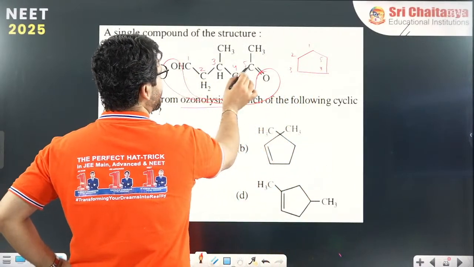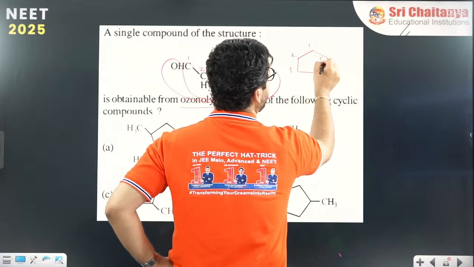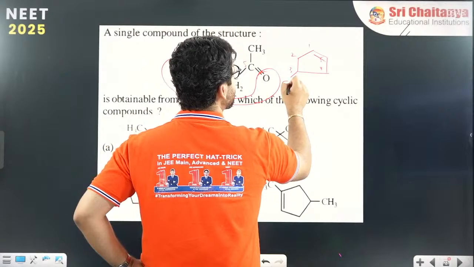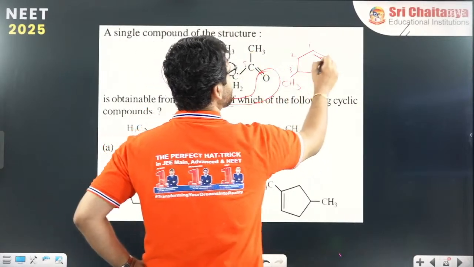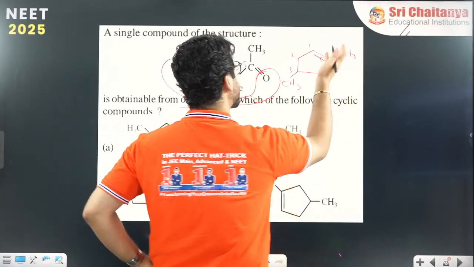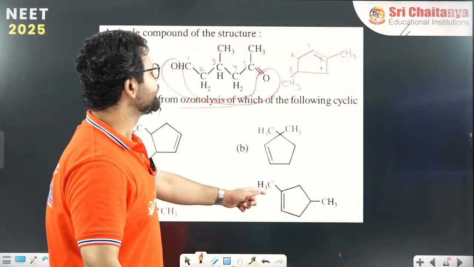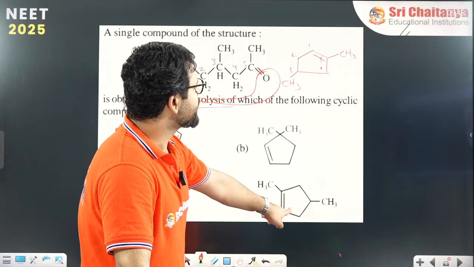First carbon and fifth carbon have a pi bond like this. Third carbon has a methyl like this. Fifth carbon also has a methyl like this. Okay, that's all. This is the answer. So you can just check which compound this is. This is the compound, as you can see.